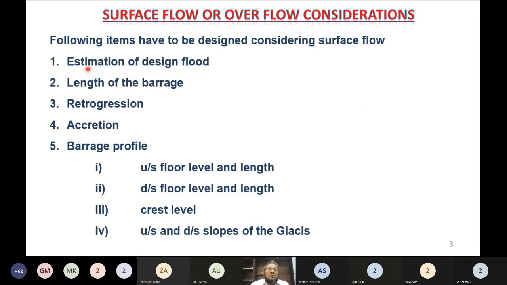First of all, estimation of the design flood. What should be the value of the flood on which the hydraulic structure or the barrage is to be designed? Number two, how we can design or compute the length of the barrage. Secondly, we must understand the retrogression phenomenon, which is a temporary phenomenon, but very important in the design of the barrage for surface flow. The next phenomenon is accretion, and we must understand what accretion is in case of a barrage. And then the barrage profile. So we should be able to design the barrage profile.